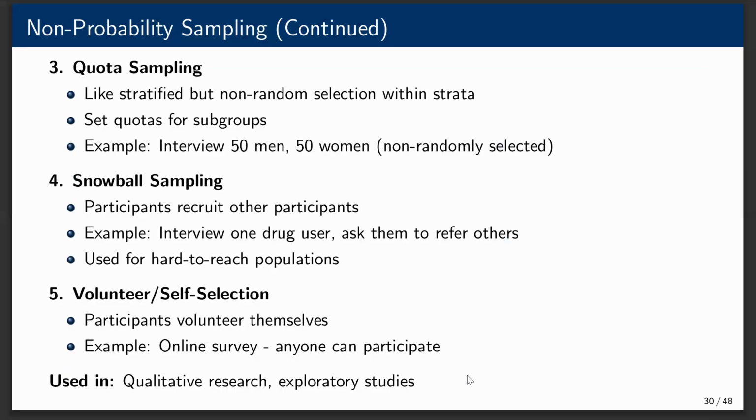Then quota sampling, like stratified but with non-random selection within strata. It sets quotas for subgroups. For example, interview 50 men and 50 women, non-randomly selected. Then fourth is snowball sampling. Participants recruit other participants. Example, interview one drug user, then ask them to refer others. It is used for hard-to-reach populations. Fifth is volunteer and self-selection. Participants volunteer themselves. Example, an online survey, anyone can participate. So basically they are used in qualitative research and exploratory studies.